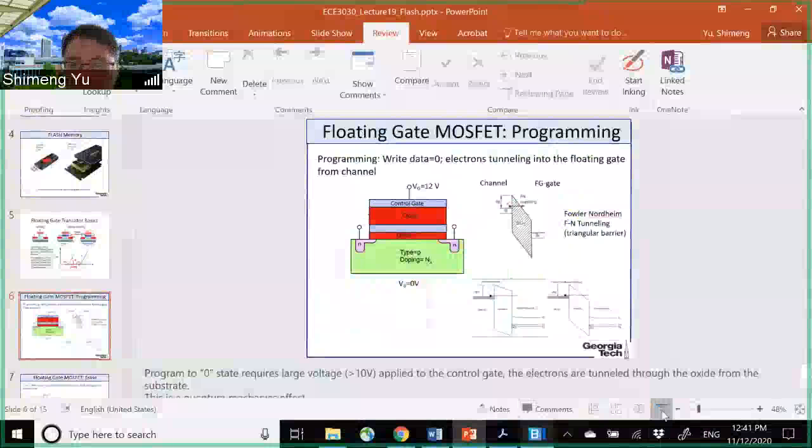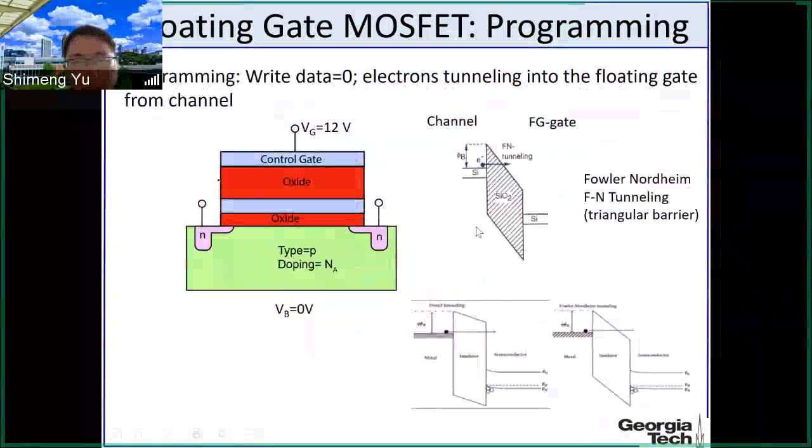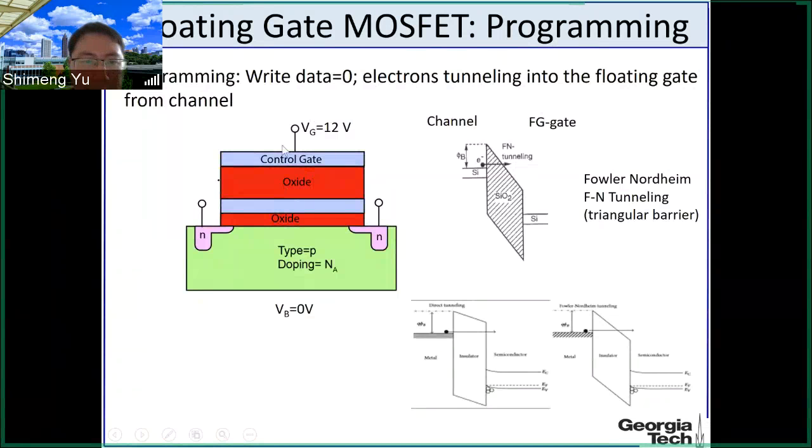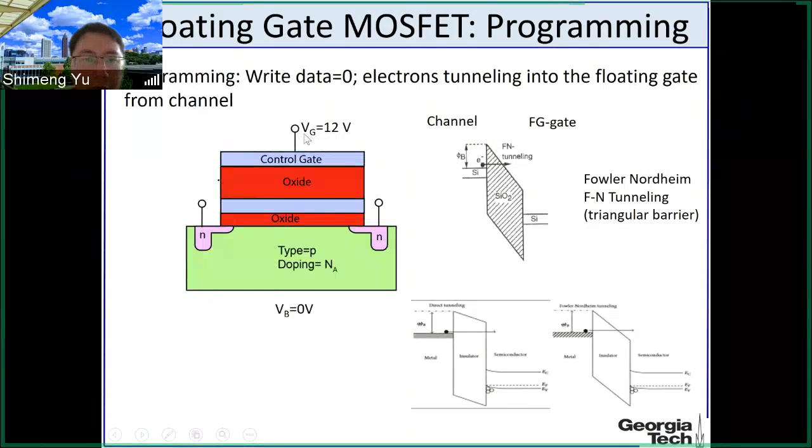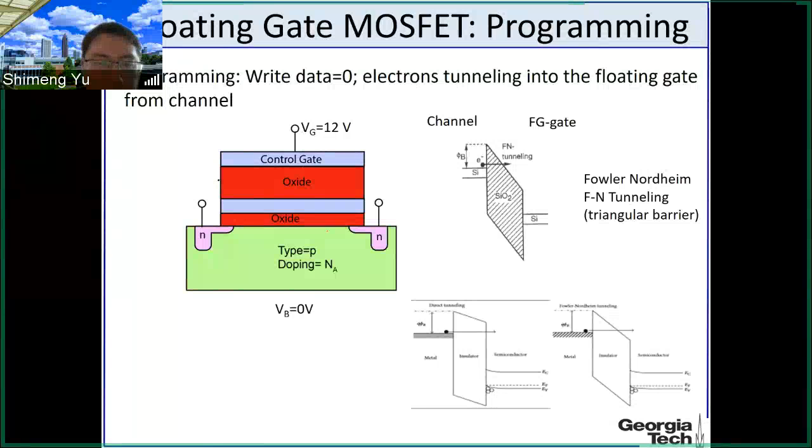Okay, then let's look at how we program or write the data into the floating gate transistor. As we mentioned, for the program, we need to inject electrons into the floating gate. And the way we do this is to apply a large gate voltage. This is really large, like 12 volts, sometimes even more than 20 volts. So we have a large gate voltage, and then the electrons will inject from the substrate to the floating gate.